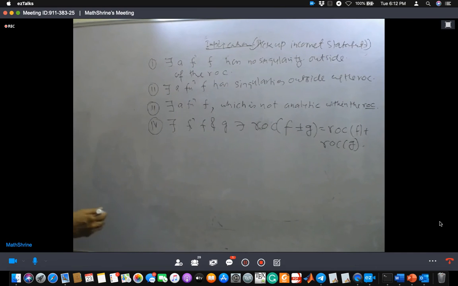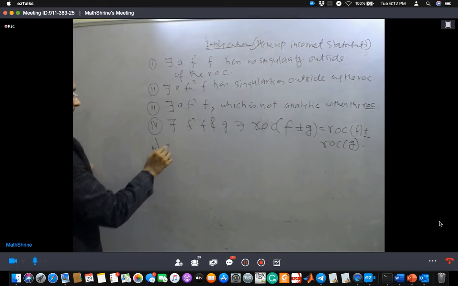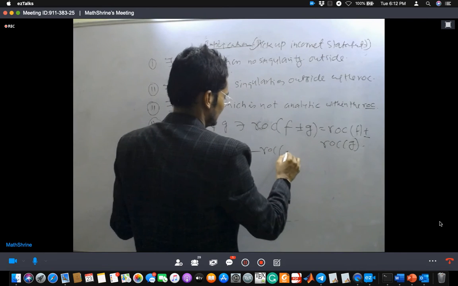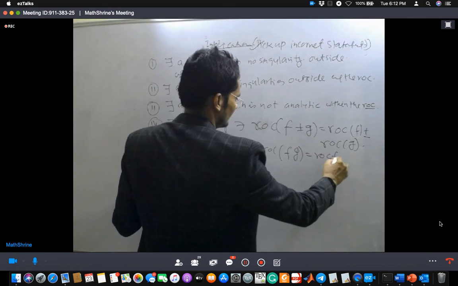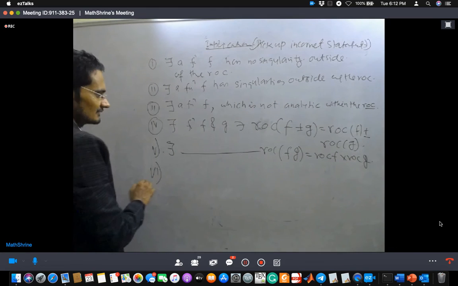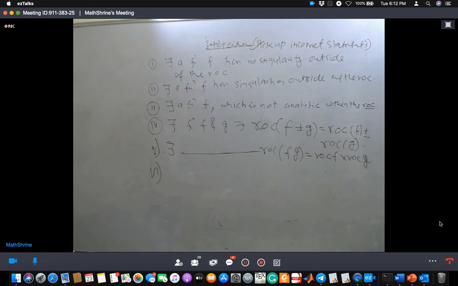There exists a function such that the radius of convergence of f times g is equal to the radius of convergence of f times the radius of convergence of g. The sixth option is: the radius of convergence of f plus g is equal to the minimum of the radius of convergence of f comma g.